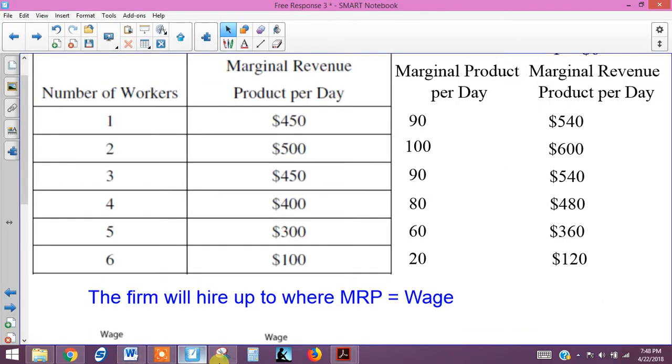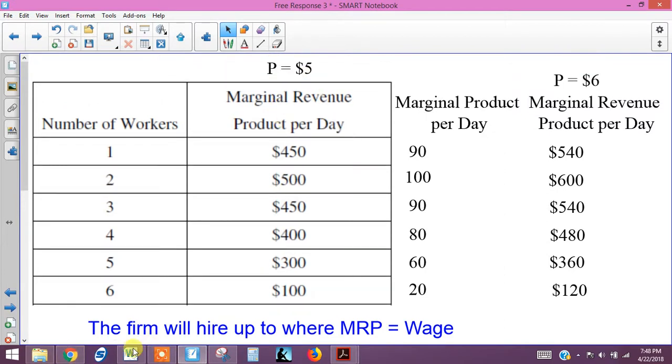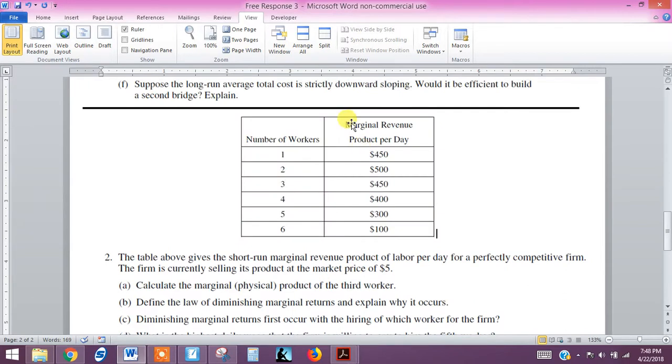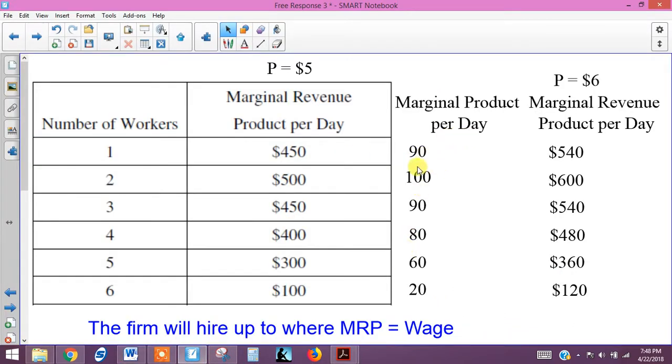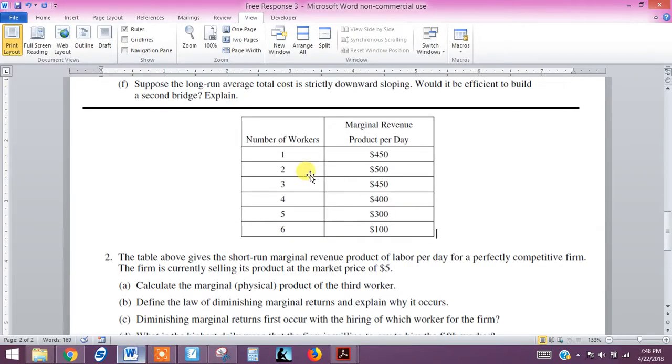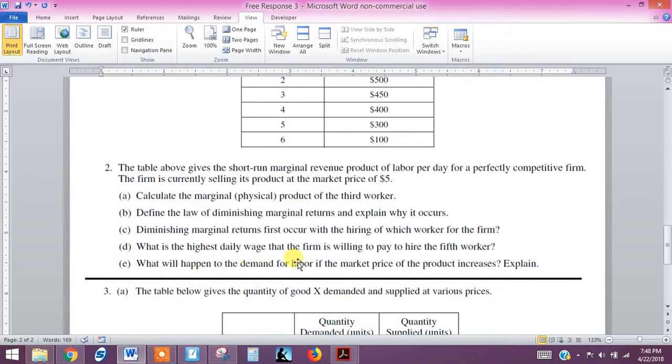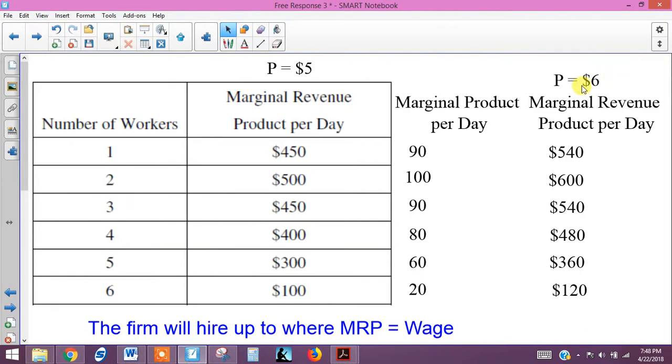So let's go back. We knew from our problem that the market price in this table right here was $5 per unit, and that's how we were able to compute our marginal product. Now, what if the price went up? Question E is saying what if the actual market price goes up, right? So let's say it goes up to 6. Well, that's going to change the marginal revenue product at every level of labor, at every quantity of workers, all the way from 1 to 6.